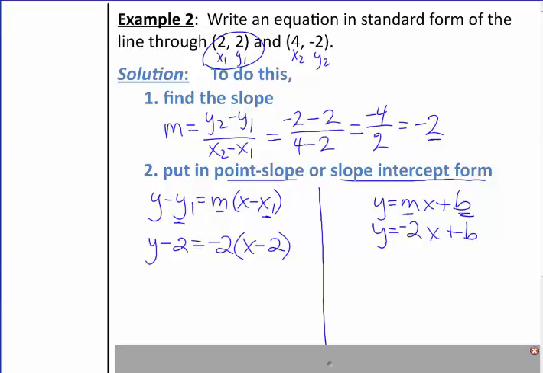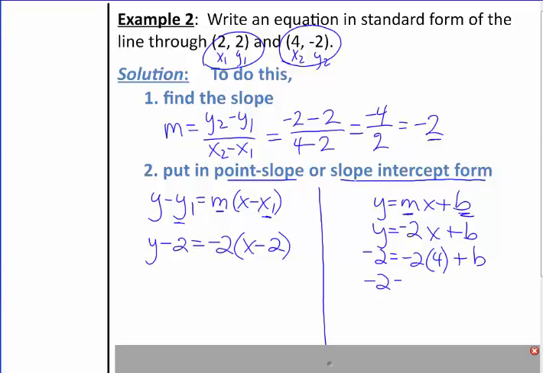The slope is negative 2. And then I need to find the b, so I'm going to use one of the other points. Doesn't matter which point you use. I'm going to go ahead and use this one this time. So my y is negative 2, negative 2 times the x, which is 4, plus b. And then solve for b.